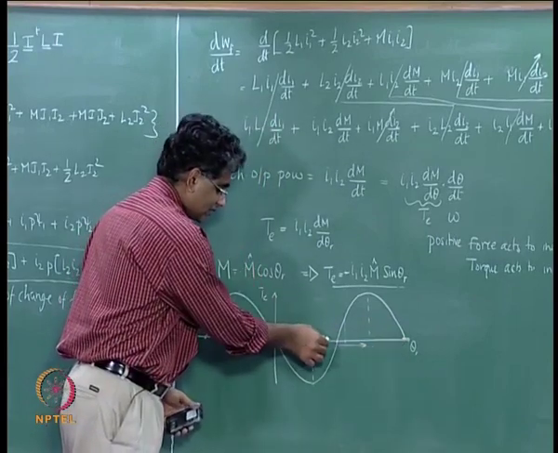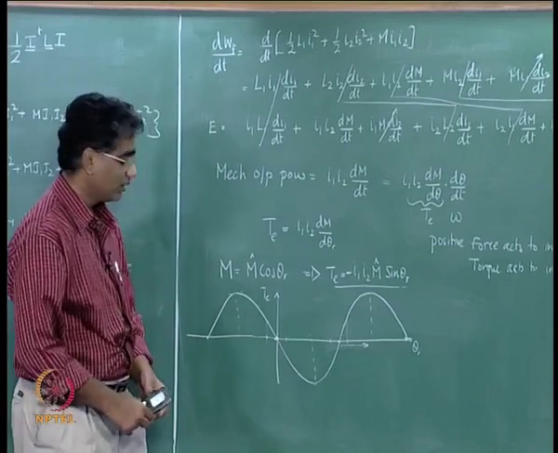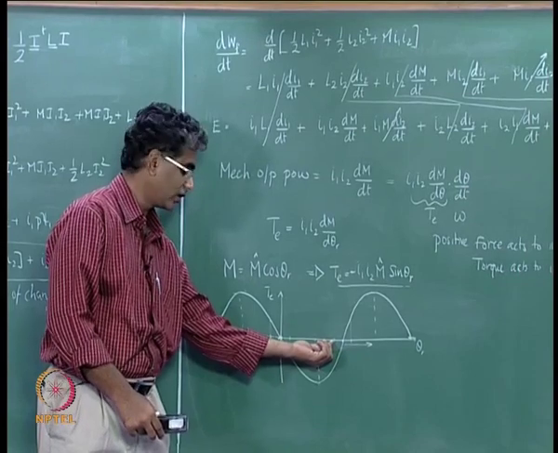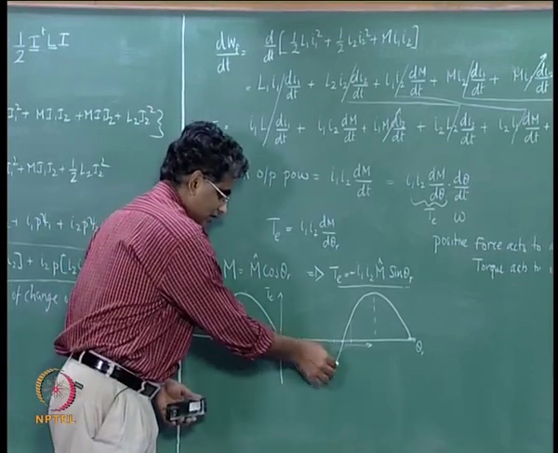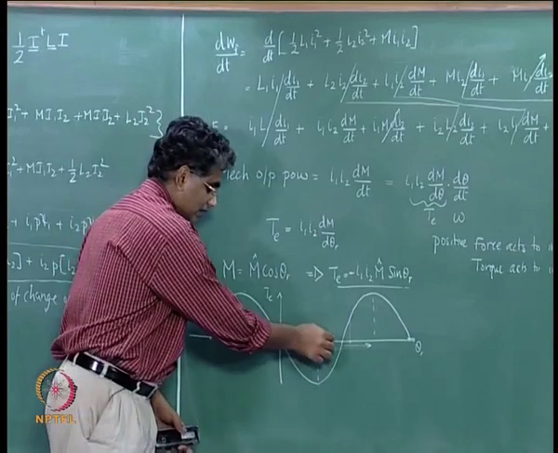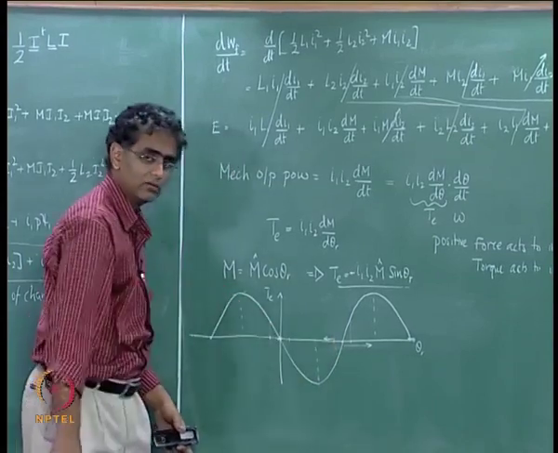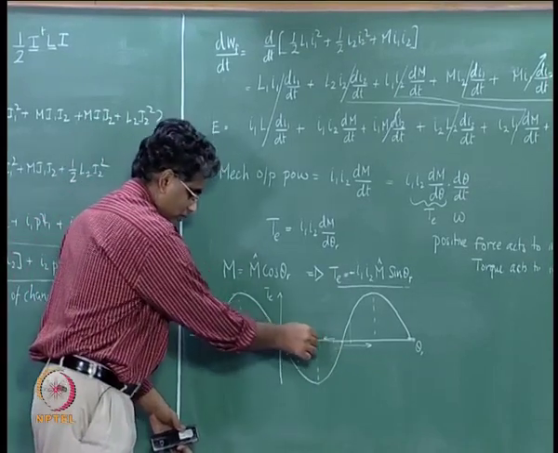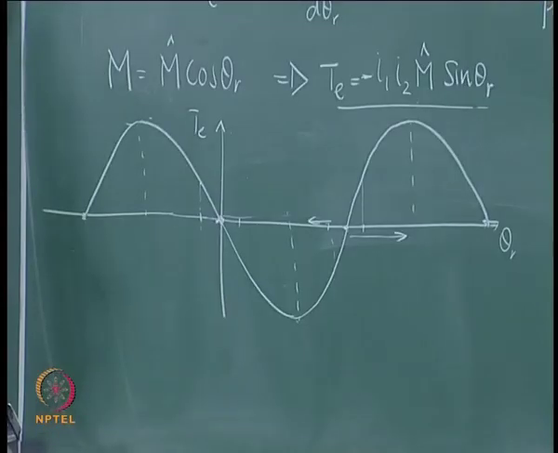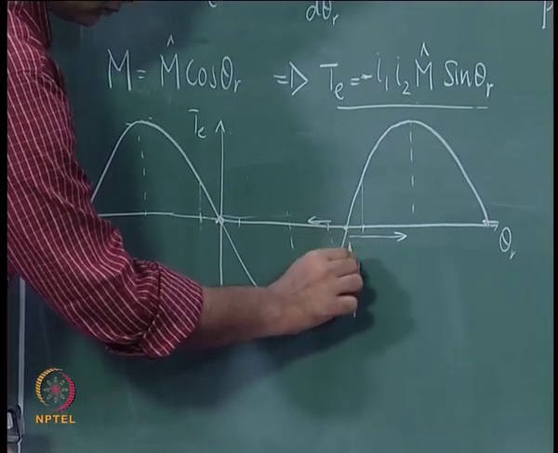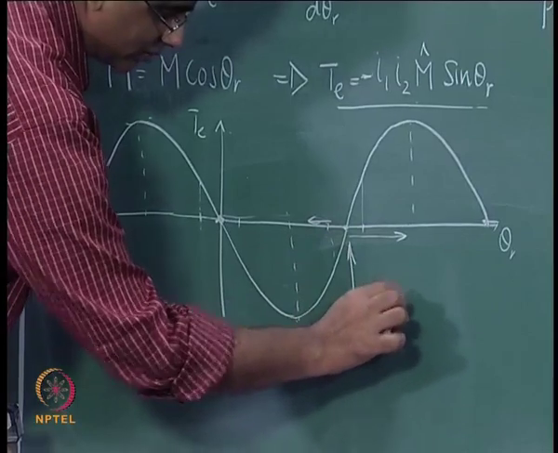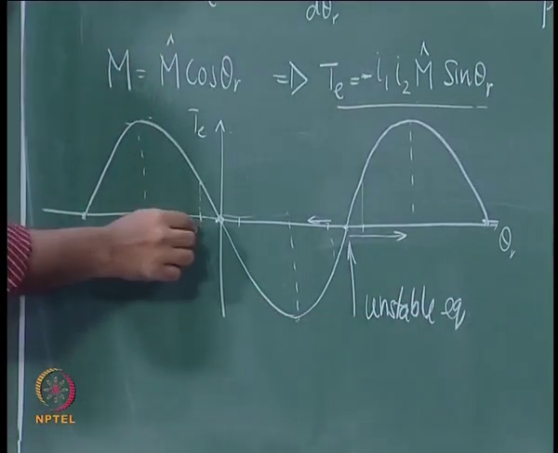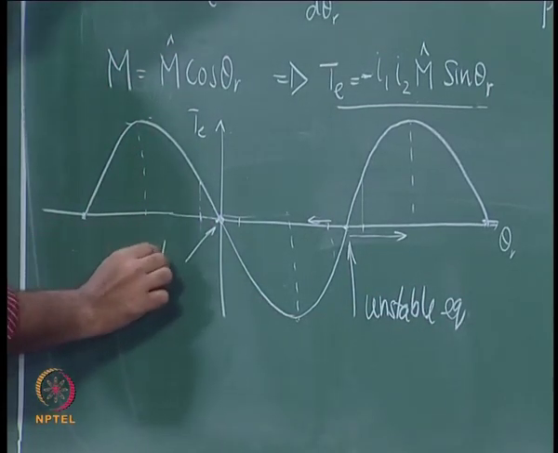If the disturbance is such that it makes the rotor come to this angle, some small disturbance, then the generated torque is negative and it will make the rotor move this way in the direction of decreasing angle, because torque is negative, and therefore the rotor will move further and come to this point. So this angle is what is called an unstable equilibrium point, and this one is then a stable equilibrium.